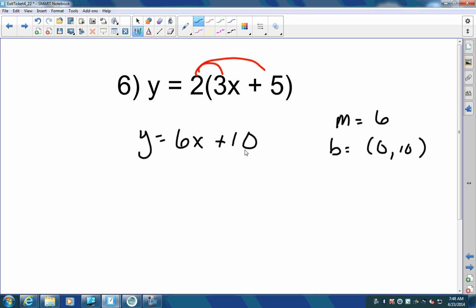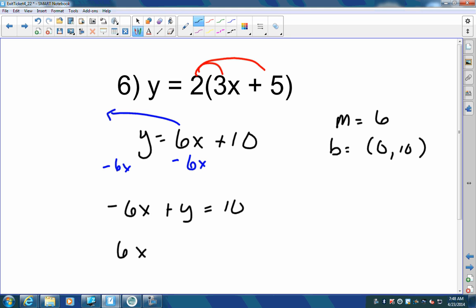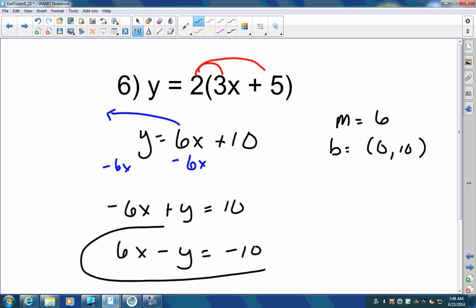To move it into standard form, I need to move my 6x over here to the left. So I'm going to subtract 6x from each side. Now I have negative 6x plus y equals 10. But x cannot be negative. So I've got to have 6x minus y equals negative 10. That's what your answer should have been right here.